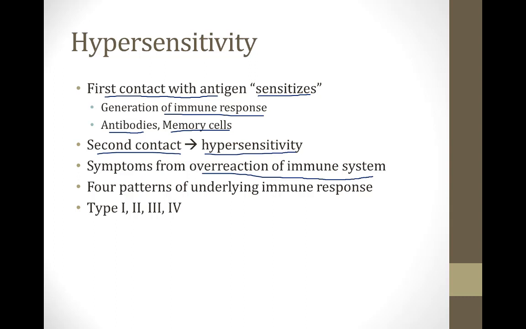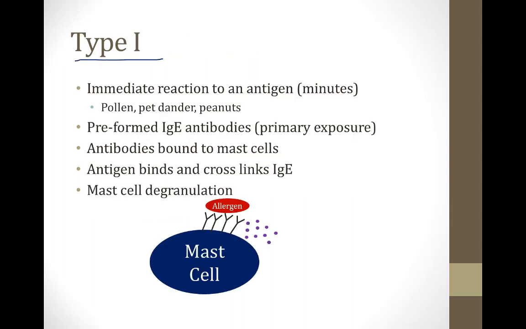This general pattern plays out in all hypersensitivity diseases, but then the specific immune system reactions are broken down into four distinct patterns, and they're called the type 1, type 2, type 3, and type 4 hypersensitivity disorders. We'll start by talking about the type 1 hypersensitivity reactions, and type 1 reactions are what most people call allergies. These are immediate immune system reactions to antigens that occur within minutes, and some of the common triggers of type 1 reactions are things like pollen and pet dander and peanuts, and you may know people who have allergies to these things, or you may have some yourself.